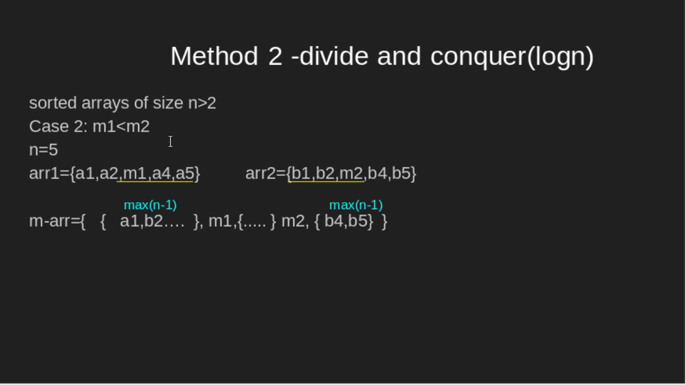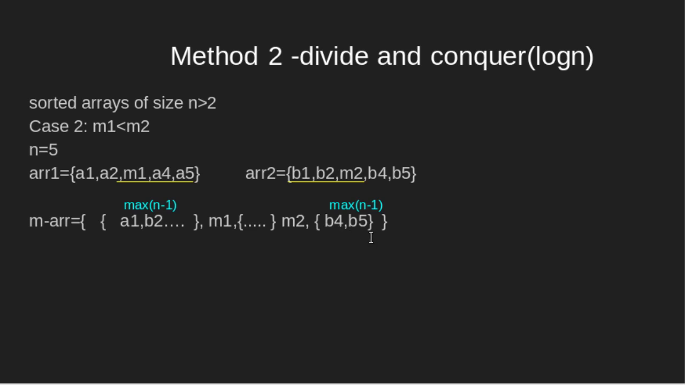Case 2: when m1 is less than m2. In the merged array, before m1, definitely a1 and a2 will be there. b1 and b2 can also be there, so a maximum of 4 elements will be there before m1, that is a maximum of n minus 1 elements. And after m1, b1, b2, a4, a5 can also be there, but not b4 and b5, as they are greater than m2. After m2, b4, b5, a4, a5 can be there. Again, this set can have a maximum of 4 elements.